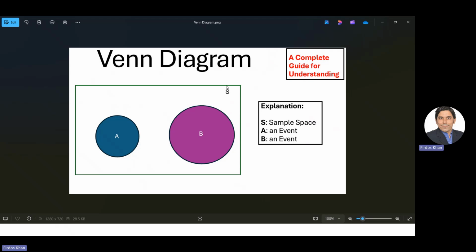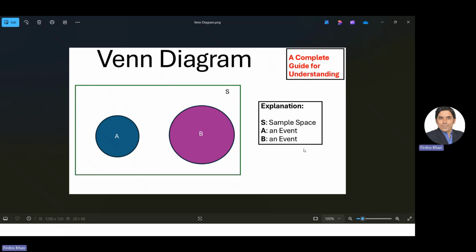So the sample space is represented by this triangle. You can see this one, and we label this as S. And event A is represented by this circle, and that is labeled as A. And event B is represented by this circle, and that is labeled as B. So this is all about the Venn diagram. When you are talking generally, you don't know about the sample space and you don't know about the events. So you can say this is a Venn diagram. This is the general representation of a Venn diagram, which represents the sample space and the events in which you are interested. So you can use this to calculate the probabilities.